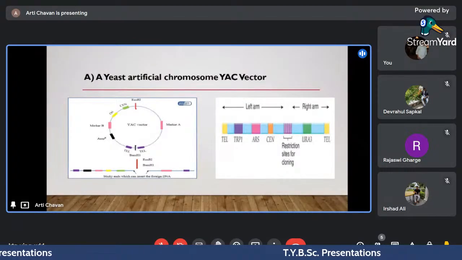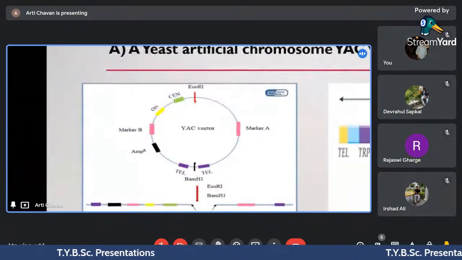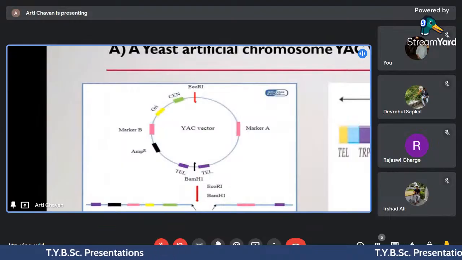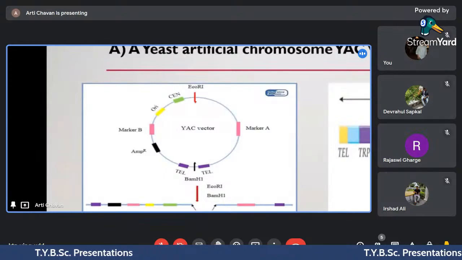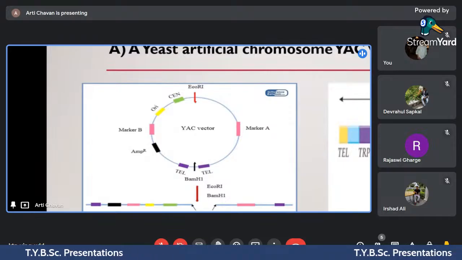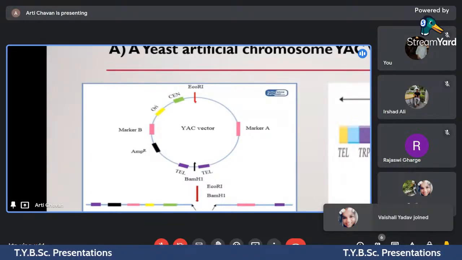And how does the vector look like? This is the circular structure we have, and we have telomeres in it, and also we have centromeres, and in between we have a restriction site, that is the BamHI site, between two telomeres, and also we have selectable markers.